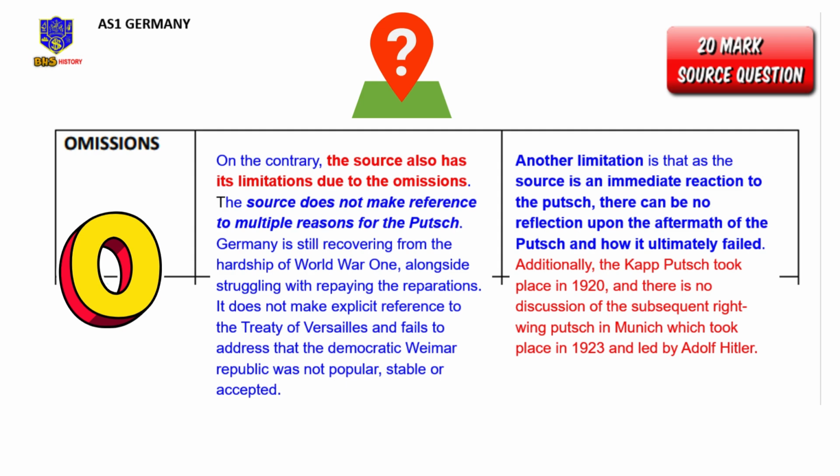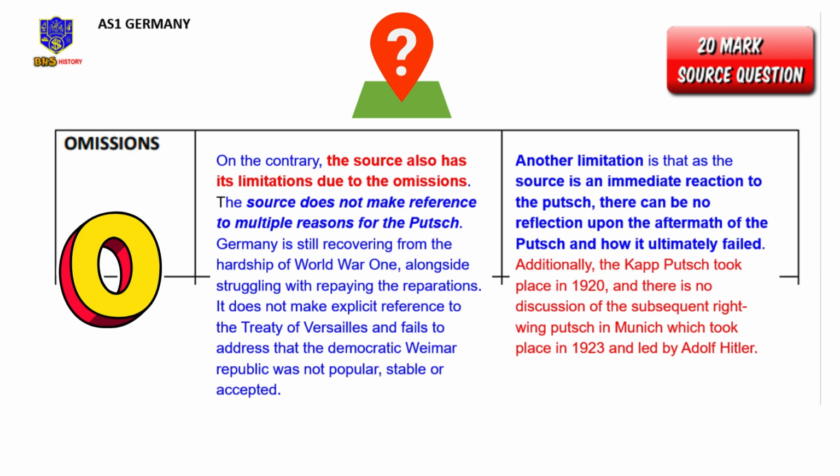Another limitation is that as the source is an immediate reaction to the putsch, there's nothing there about the aftermath of the putsch, how it ultimately failed. And the question is all about right-wing attacks, so it doesn't actually tell us anything about Munich, 1923, and Adolf Hitler.